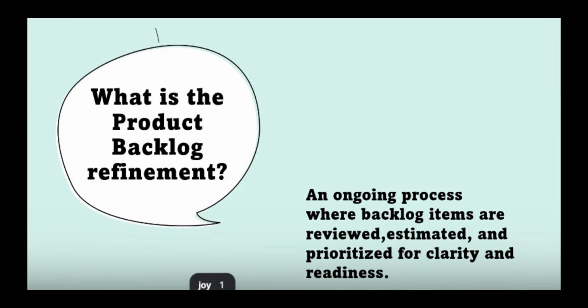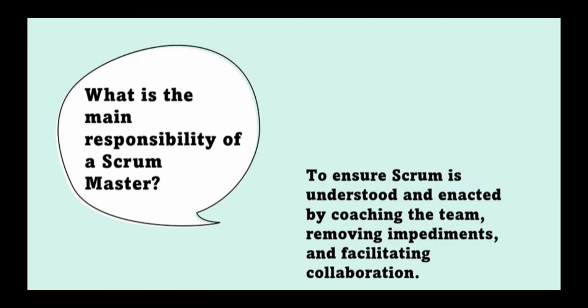What is product backlog refinement? An ongoing process where backlog items are reviewed, estimated, and prioritized for clarity and readiness. What is the main responsibility of a Scrum Master? To ensure Scrum is understood and enacted by coaching the team, removing impediments, and facilitating collaboration.